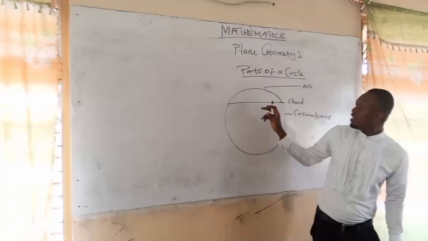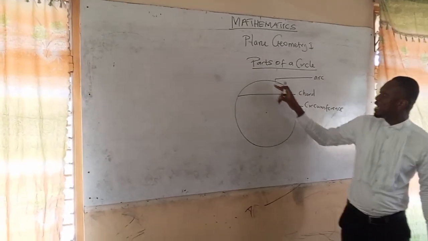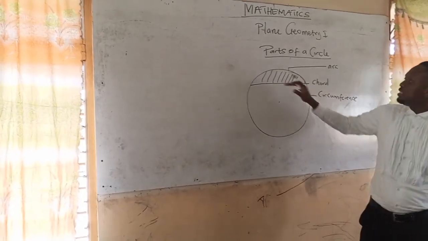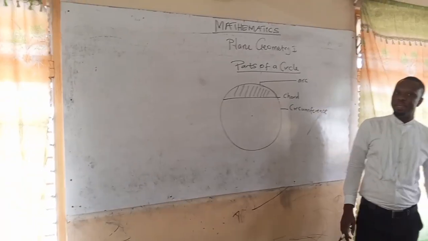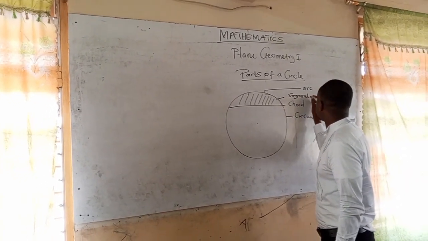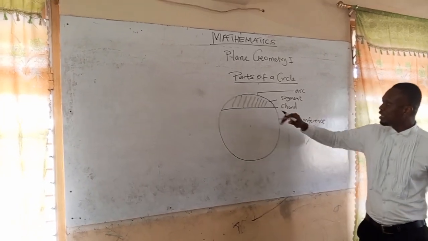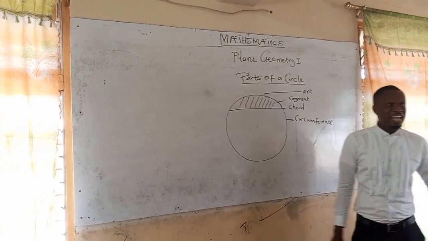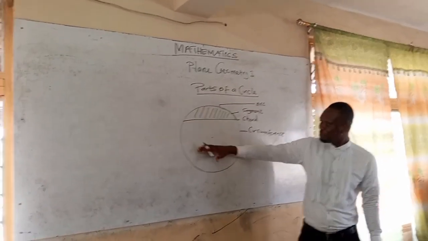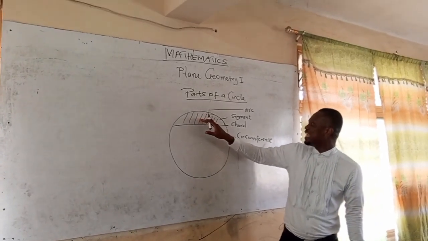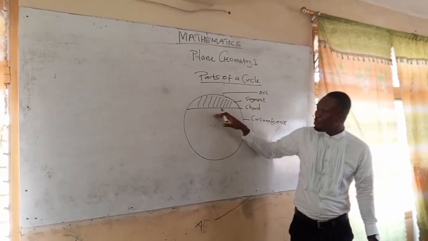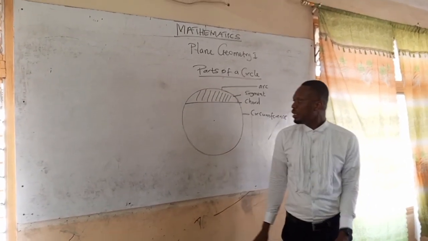If I shade the chord together with the arc like this, the shaded portion becomes a segment. So when you look at the shaded portion and the unshaded portion, you realize that the shaded portion is small, but the unshaded one is bigger. So you can call the shaded portion a minor segment, and the bigger portion becomes a major segment.